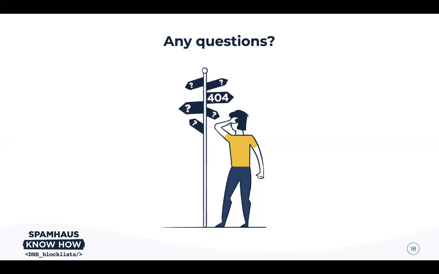Excellent. I hope that has answered your question. Okay, we have just a couple more. What are the main challenges of reputation-based blacklists with IPv6 addresses, and how are we going to approach this matter?